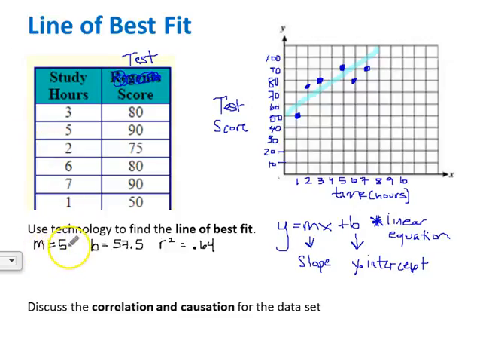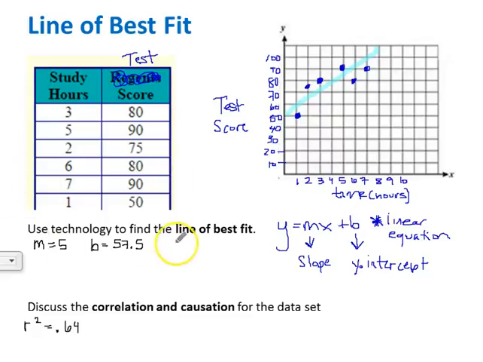So here's m equals 5, because remember m represents slope. b equals 57.5 because b represents my y-intercept. And then we're going to hold on to this r squared. Actually, I could probably put that down here. r squared equals 0.64. And we'll talk about that in a moment. But let's now write our line of best fit.